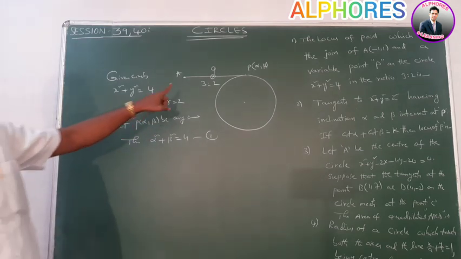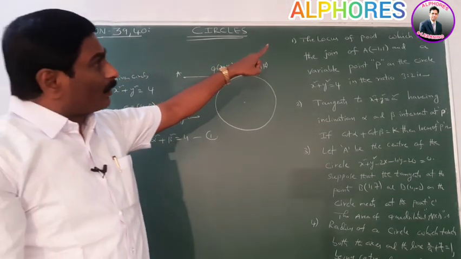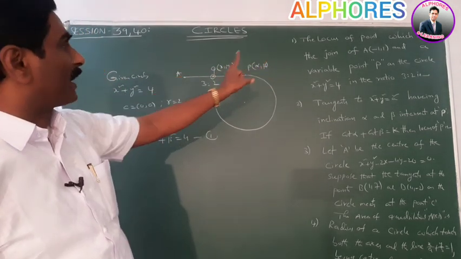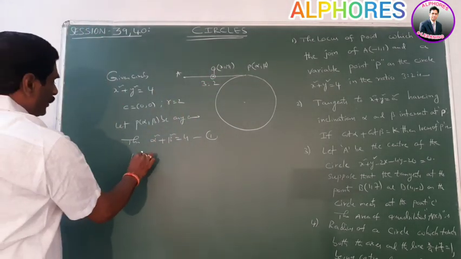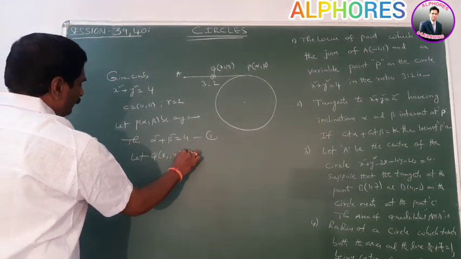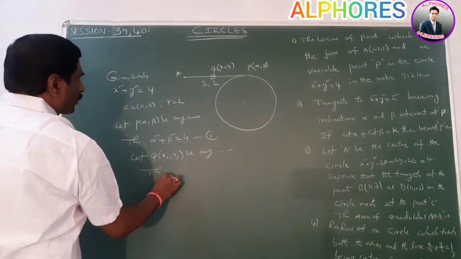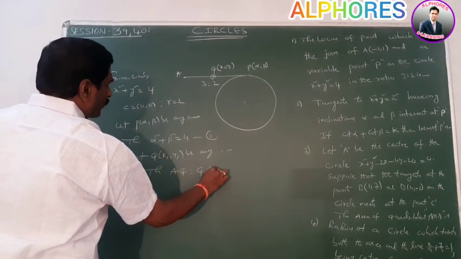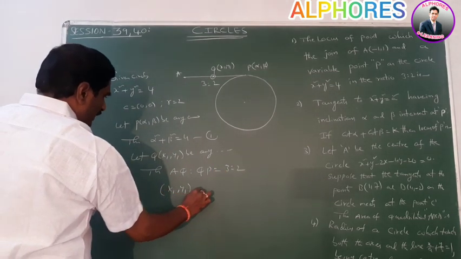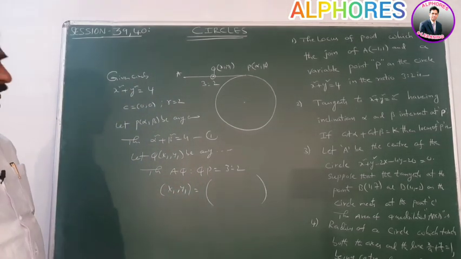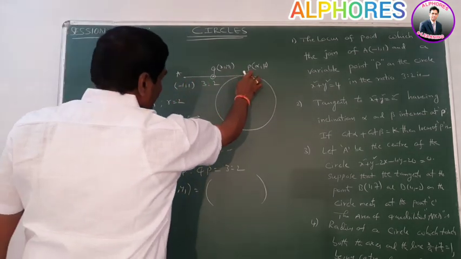Let Q(x1, y1) be the required locus. Now we find the locus of the particular point which divides the line segment AP in the ratio 3:2. Let Q(x1, y1) be any point on the required locus. Then AQ:QP = 3:2. By using the section formula, Q(x1, y1) = (mx2 + nx1)/(m + n). Here A is (-1, 1), and P is (x2, y2) = (alpha, beta).